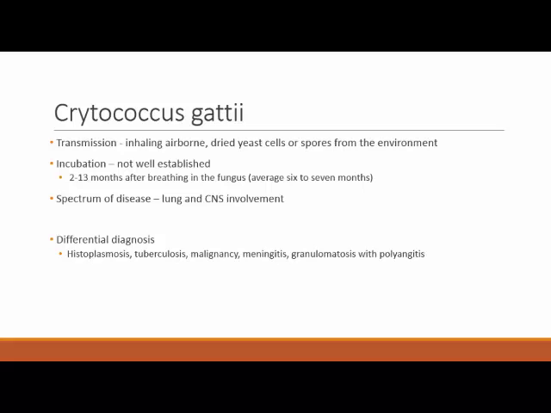Incubation, because this one is a little bit newer, there's not as much information, so it's not really well established. It's been reported as early as a symptom manifestation at 2 months, up to 13 months after breathing in the fungus, with an average of 6 to 7 months. The spectrum of disease typically involves just the lung and the CNS. And again, for the differential, you do need to think of the other mycoses, TB, malignancy.